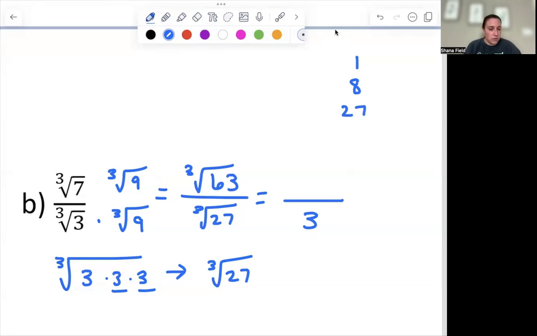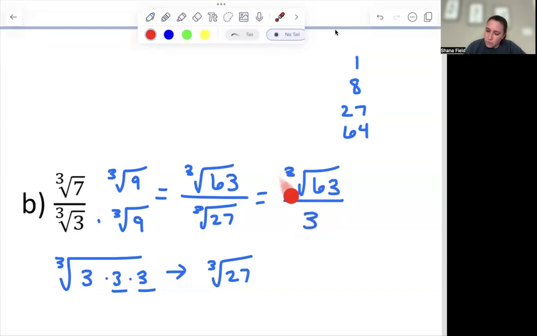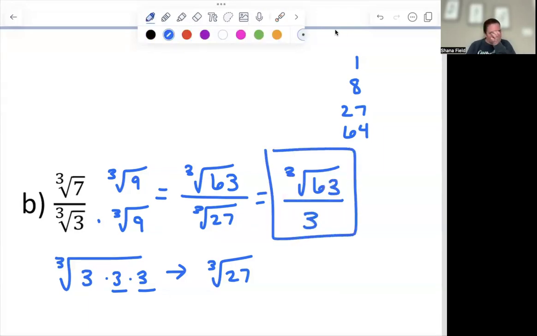So I'm thinking, 63 divided by 27, no good. 8 doesn't go into it. And then I'm going to my 4s. Well, 4 cubed is 64. That's too big, so we're just going to have the cube root of 63. We couldn't break that down at all. In this case, there's a 1 here and a 3 here, nothing reduces. I can't do anything with that, so this is going to be your final answer.